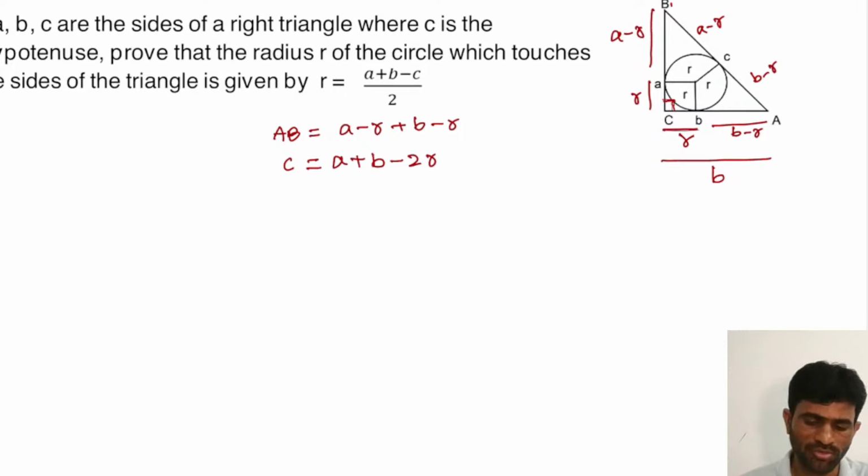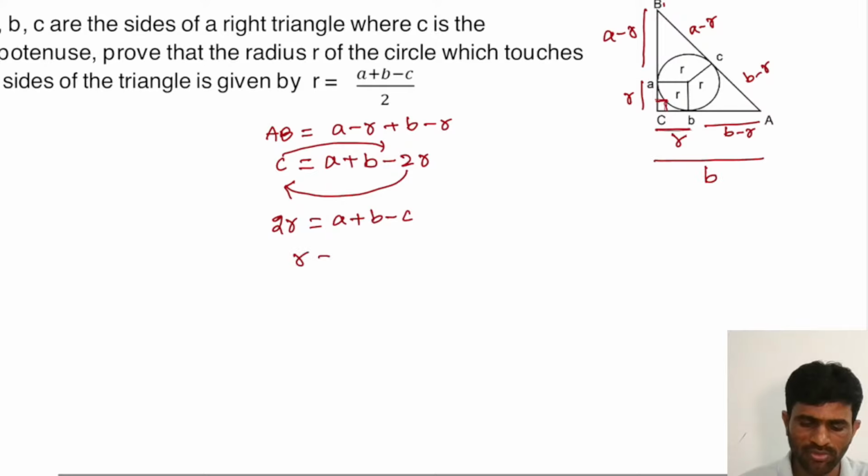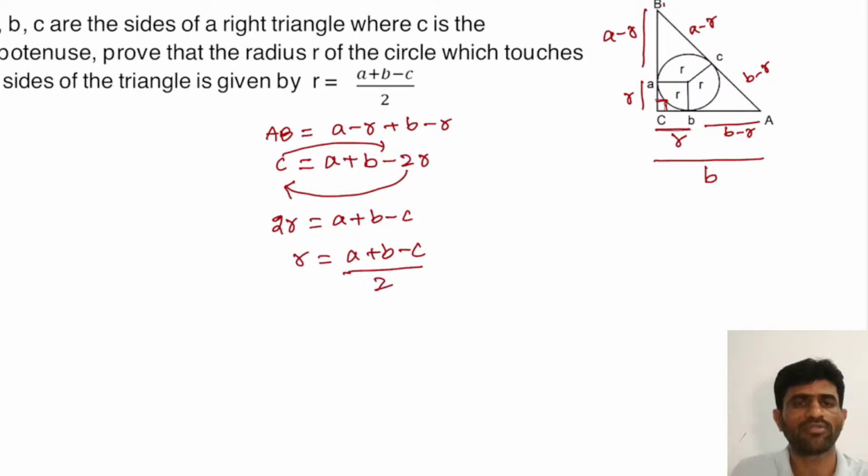Now what do we do? 2R we will transpose here, C we will transpose here. Then we get 2R is equal to A plus B minus C. Then R is equal to A plus B minus C by 2. This is what we have to prove. Hope you understood this. Total is B and this is R because it is a square.